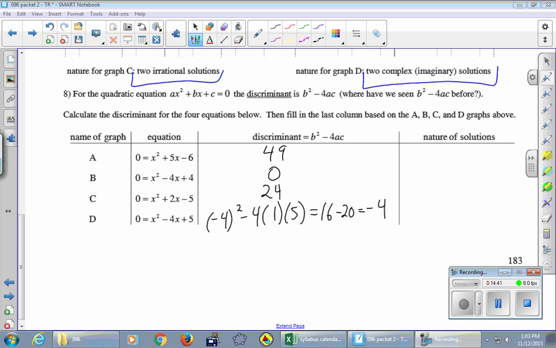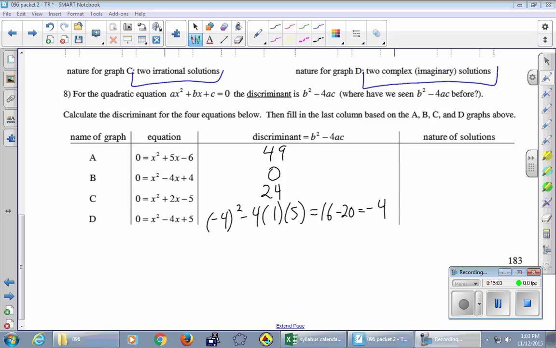Okay, so go ahead and grab the answers from the other tables. Once you know how to do one calculation, you know how to do them all. So the answers were 49, 0, 24, and -4. And it turns out that there are certain characteristics of those four numbers that determine completely the things that we underlined up above in blue.